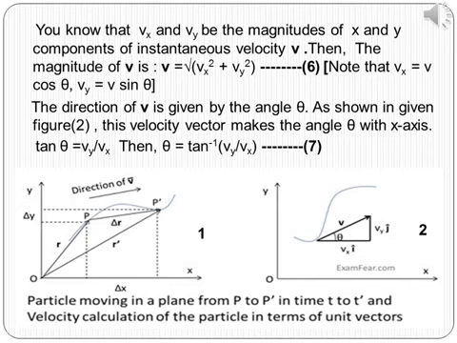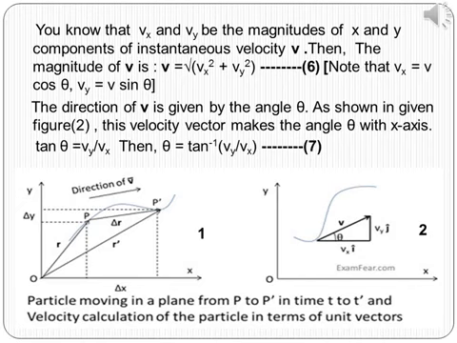The magnitude of the instantaneous velocity vector v is obtained by using the Pythagoras theorem. Then hypotenuse square, which is v square, is equal to base square, which is vx square, plus altitude square, which is vy square. Then v is equal to square root of vx square plus vy square, which is the expression 6. Then what should be the direction of the instantaneous velocity vector v?